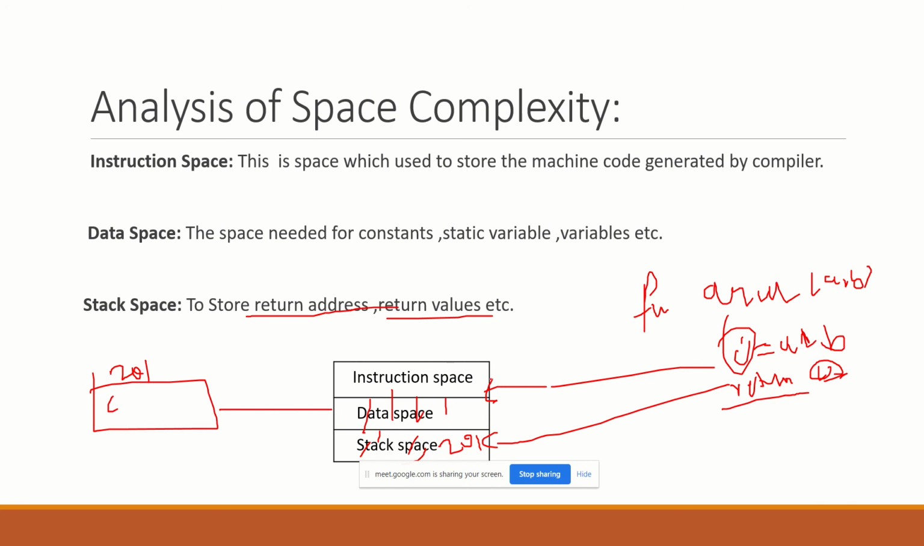Instruction space means we store the machine code. Data space means we store the variables, statics, constants and similar things. Stack space means we store the return address or return values of the variables. Further, the discussion of instruction space, data space and stack space is not complete. It requires another half an hour to complete this. Yes, this concludes the class here itself. Thank you.